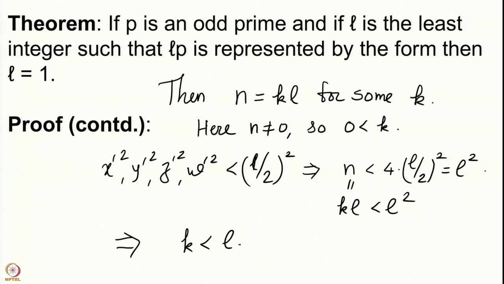So now we have obtained a multiple of L, which is k into L, which is also represented by the form. So you have KL is represented by the form, LP is represented by the form. Moreover, we know that the form is multiplicative. That means the product KL into LP has to be represented by the form.